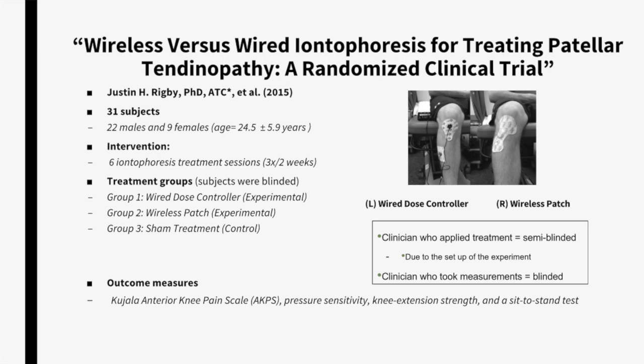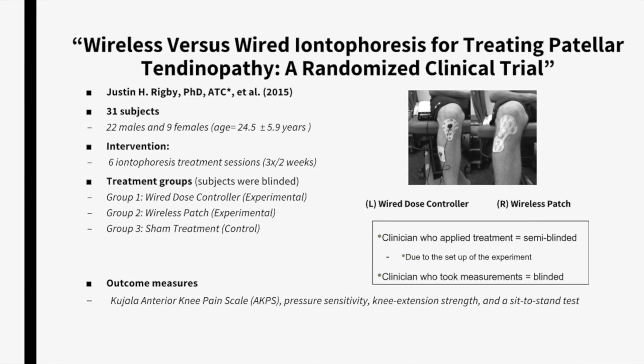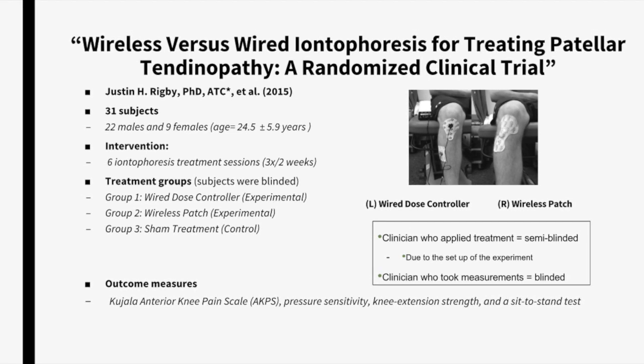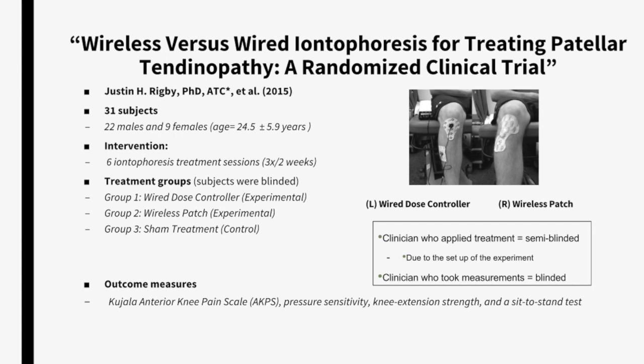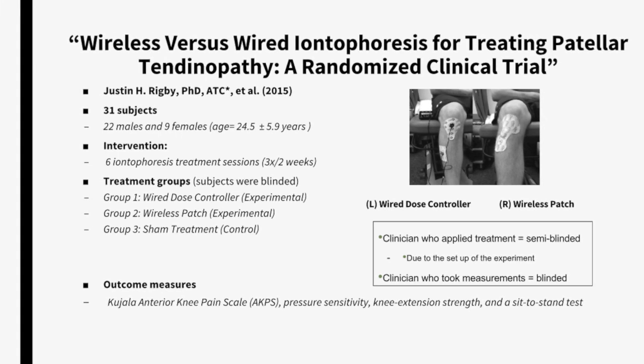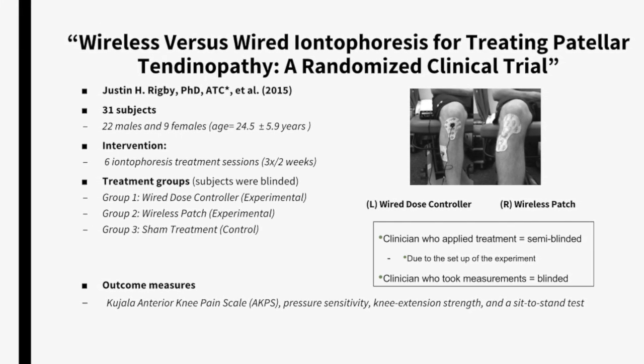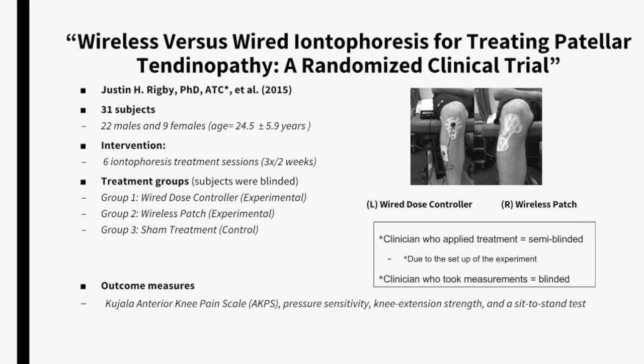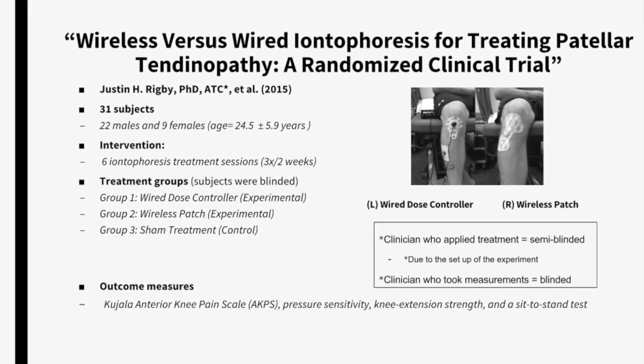The study that I looked at was called Wireless versus Wired Iontophoresis for Treating Patellar Tendinopathy, a randomized clinical trial. The study was done by Justin Rigby and colleagues. There were 31 subjects, 22 males and 9 females. Their ages were 24 years old plus or minus 6 years.